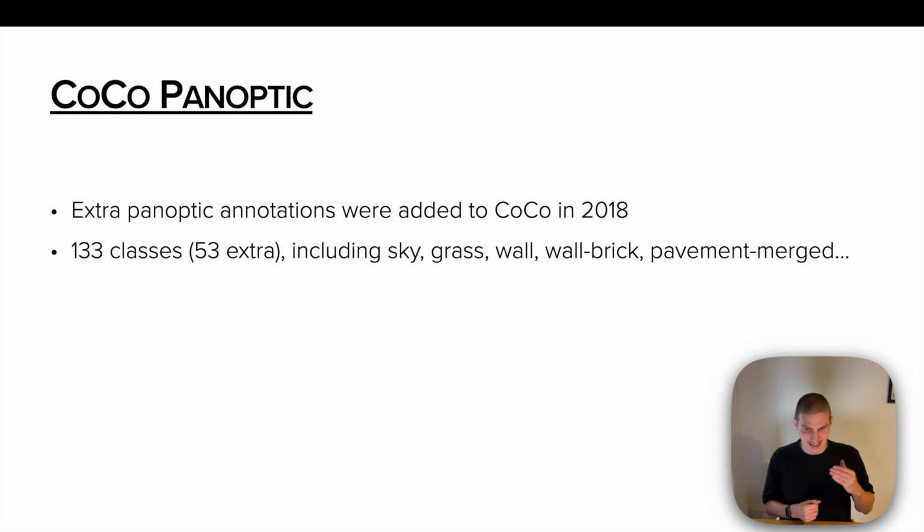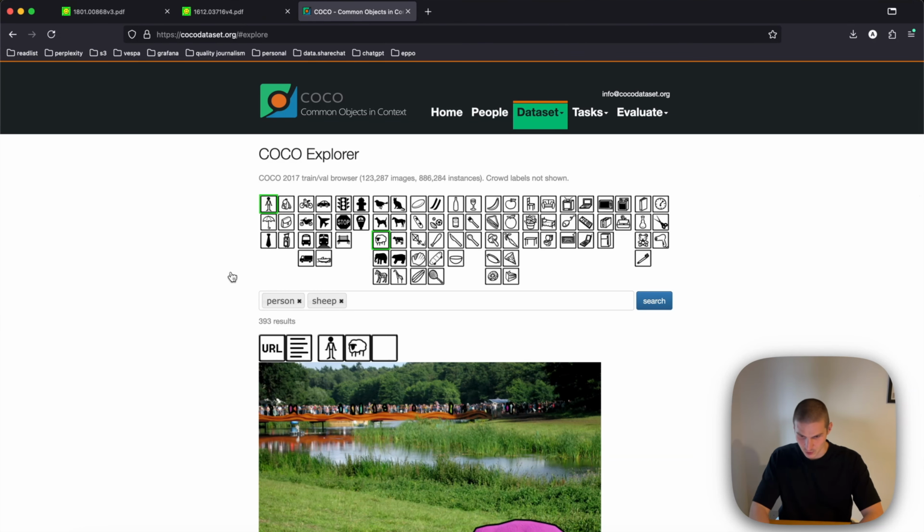And so what they did in COCO Panoptic was strike some sort of balance. So they chose only the most frequent types of objects. And so that's why they have wall brick and I think wall concrete. And then for everything else, they just use wall and similar for other objects. So they only created separate categories for the most common types of objects and stuff. And then everything else, they just united into this sort of merged category that unifies a lot of different object types.